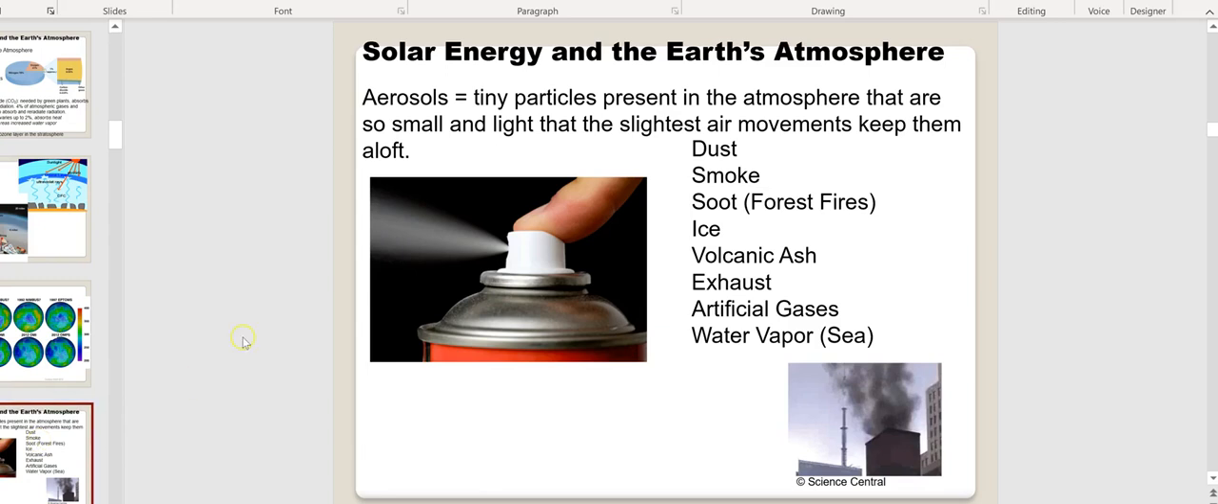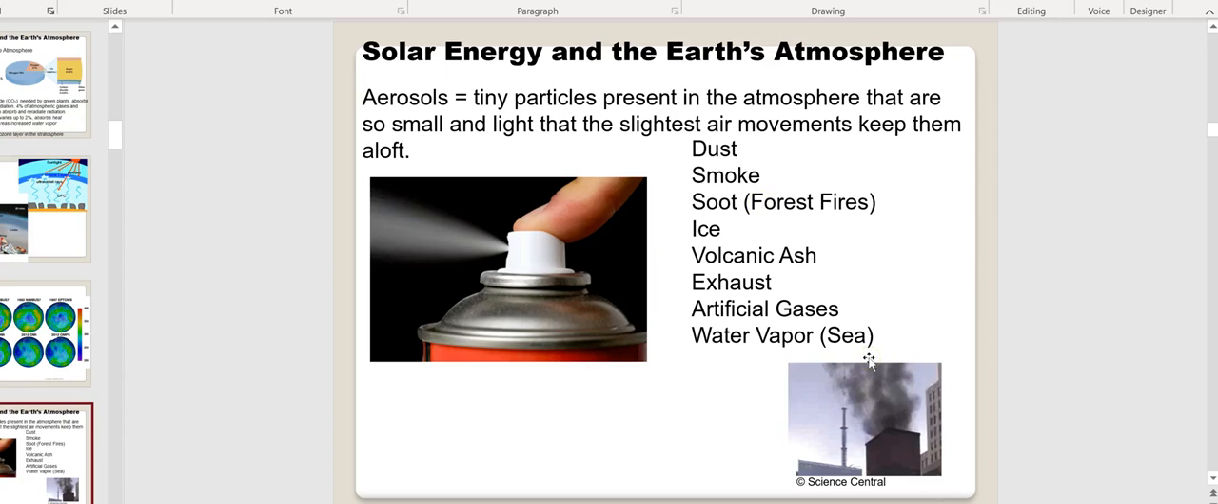Another item that we put up into the earth's atmosphere are aerosols. Aerosols are tiny particles that are present in the earth's atmosphere, and they're so small and light that they float within the atmosphere. Things like this are ice, volcanic ash, any kind of exhaust, water vapor, dust, smoke, soot from forest fires or from your chimneys, for example.